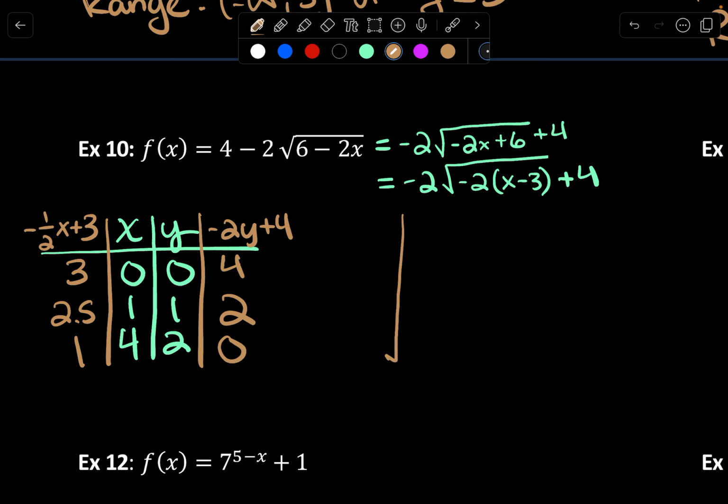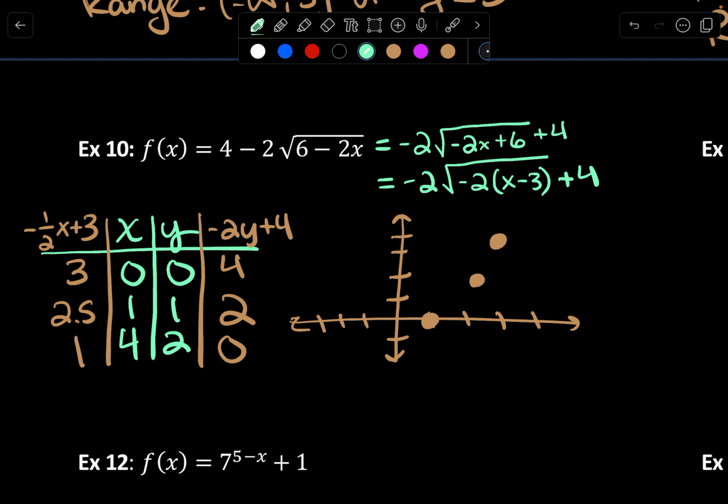So graphing this one. All right, so the first point is at 3, 4. So we'll go 1, 2, 3, 1, 2, 3, 4. Then 2.5, 2, and then 1, 0.